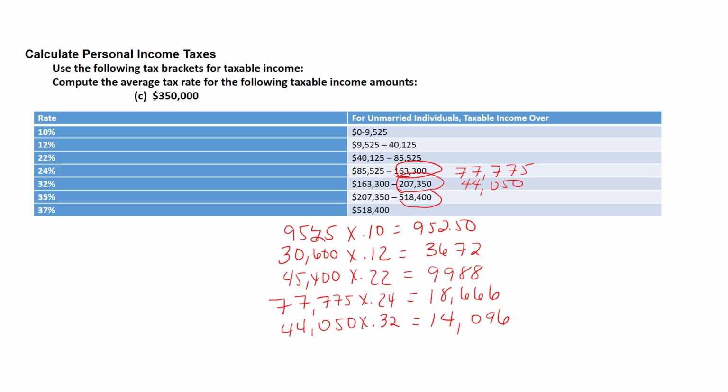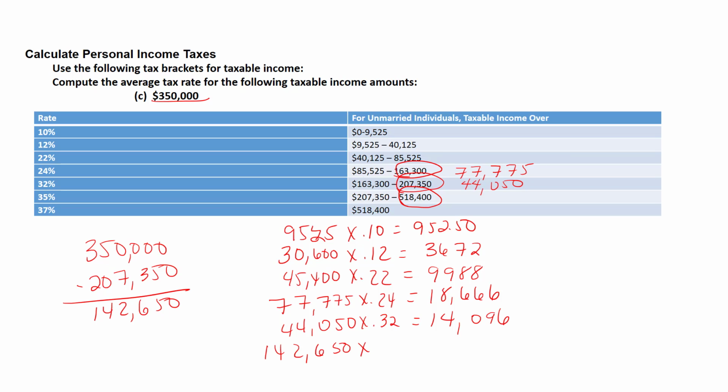Did we make more than $518,400? We did not. So we stop at what we did make because we didn't use all of the money in that bracket. So we only use what money we have left. So we take how much we made, the $350,000, subtract the $207,350, and we need to still pay tax on $142,650. So that amount of money is going to be taxed at 35%.